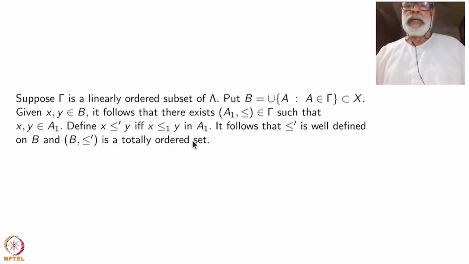Now you have to see that this is well defined. It does not depend upon what A1 I have chosen. If I have chosen some A2, then A1 is a segment of A2 or A2 is a segment of A1, which means this relation will be the same as far as X and Y are concerned. That's why this is well defined. Automatically it will be a partial order. So what we have to say is that B, lambda prime is a totally ordered set.